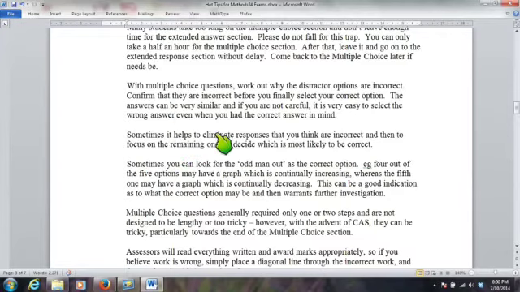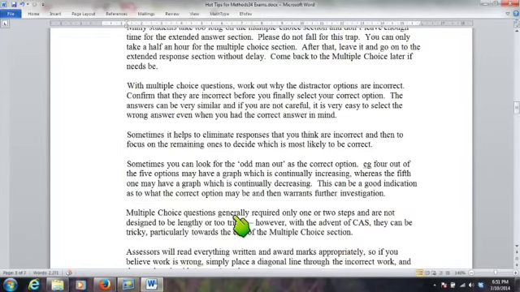Sometimes it helps to eliminate responses that you think are incorrect, and then to focus on the remaining ones to decide which are likely to be correct. That's in the multiple choice, of course. Sometimes you can look for the odd man out as being the correct option. E.g., 4 out of the 5 options might have a graph which is continually increasing, whereas the 5th one might have a graph which is continually decreasing. This can be a good indication that the correct option might be the odd man out, and that would warrant further investigation to hone in on that one and have a good look at it.